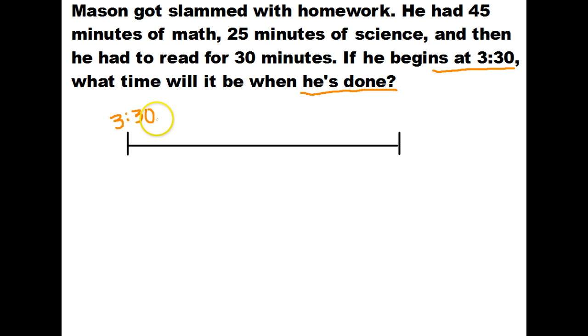So he's going to go 45 minutes. Well, that's not a whole hour. And this one's a little bit tougher because we have to go 45 minutes after 3:30. You know that half an hour, 30 minutes, will take you to 4 o'clock, and then the other 15 minutes will land you at 4:15.